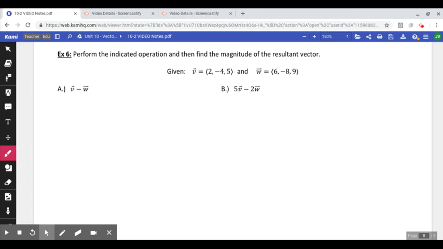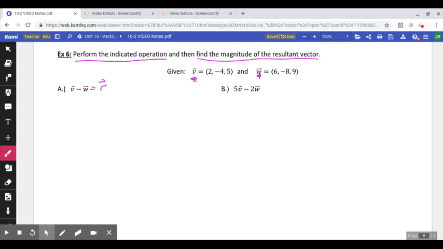In example 6, we want to perform the indicated operation, and then we'll also find the magnitude of the resultant vector. So we'll work on this one first, and then we'll try to find the magnitude of the resultant vector. We're also given some information here with vector v and vector w. So if we look at part A, we want to write down v minus w, and we'll just set this equal to vector r here.